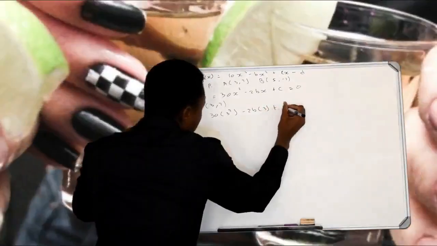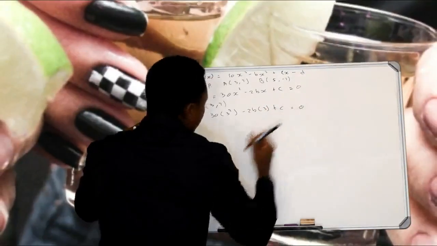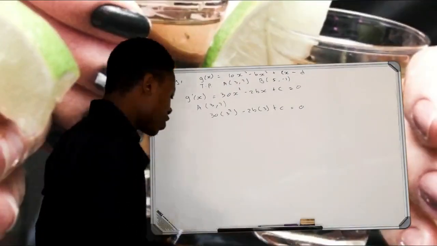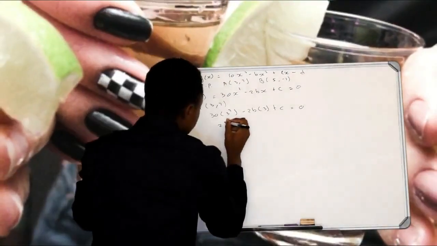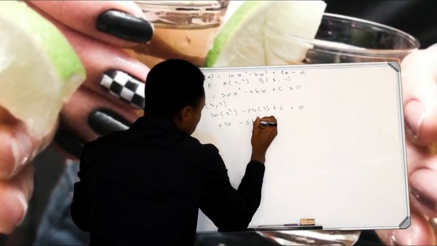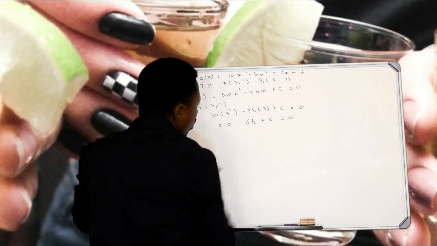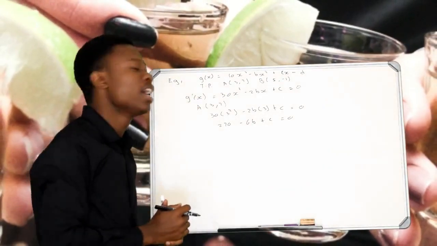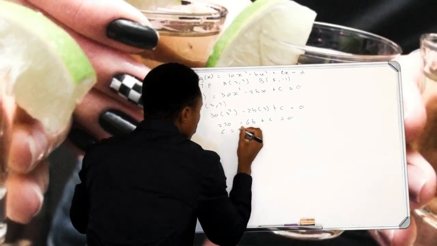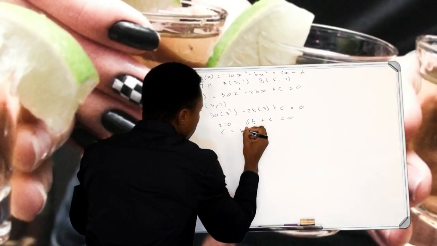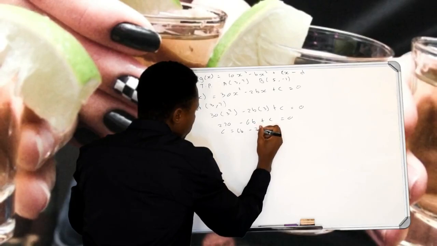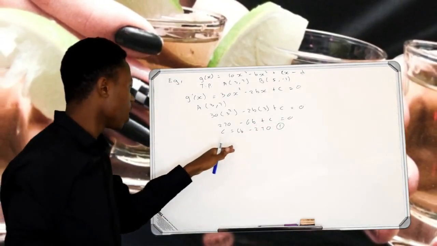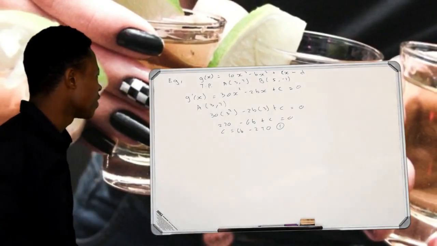Times 3 plus c is equal to 0, right? So let me solve for this. If I solve for this, I'll end up with 270 minus 6b plus c is equal to 0. But I want to write this in terms of c because I feel like this will simplify everything. So I'll make c equal to positive 6b minus 270, and I'll call this my equation 1. So my equation 1 reads 6b minus 270.